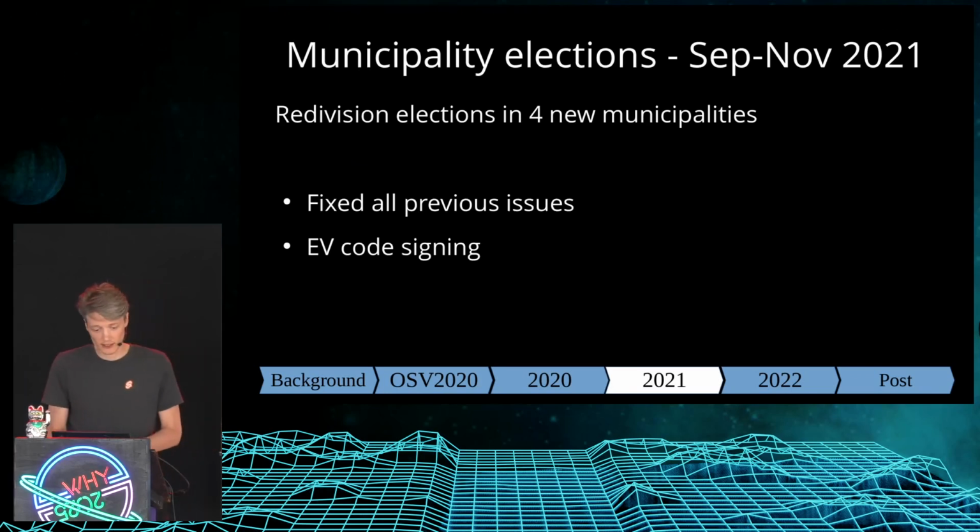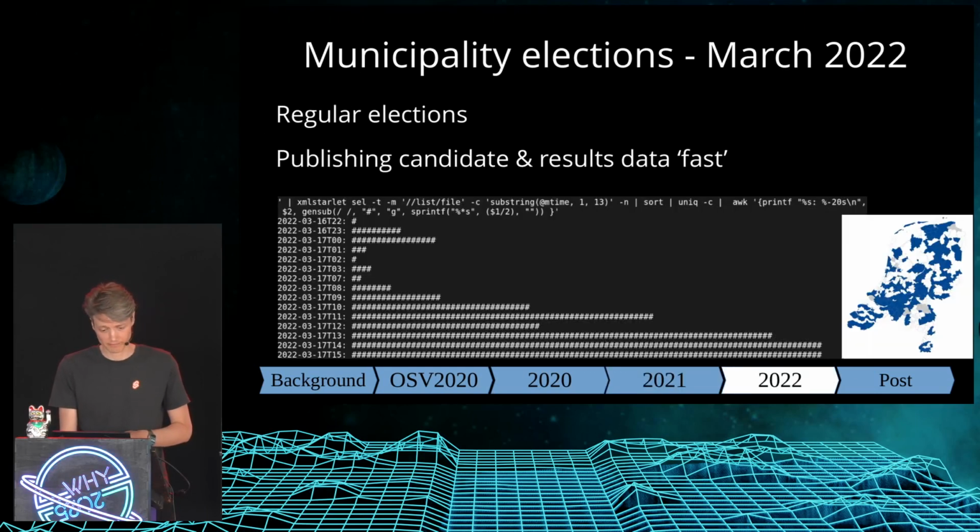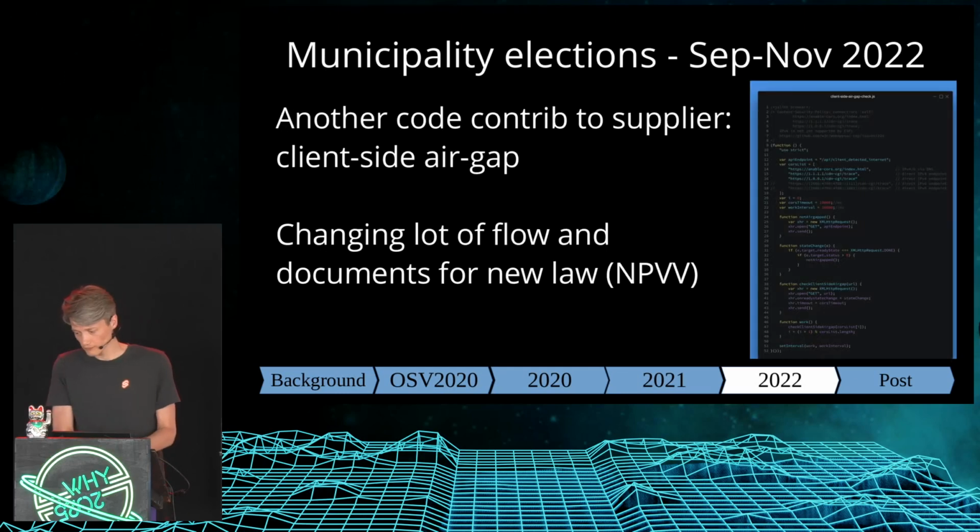So then came the municipality elections in 2021. We thought we fixed all the issues. We did finally some proper code signing. We did some nice publishing of all the data really fast. And then came the municipality elections of November 2022. And I added something more to the supplier.